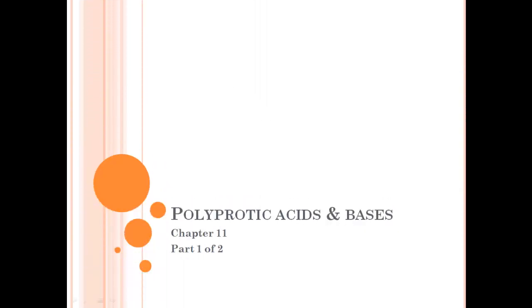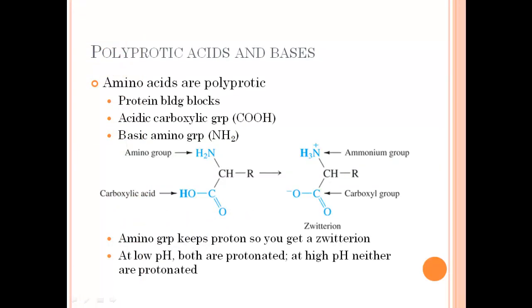Hi everyone, this is the beginning of chapter 11. We're going to have two videos that go over polyprotic acids and bases. Let's get started. What does polyprotic mean? It means it's a species that has one or more acidic protons.